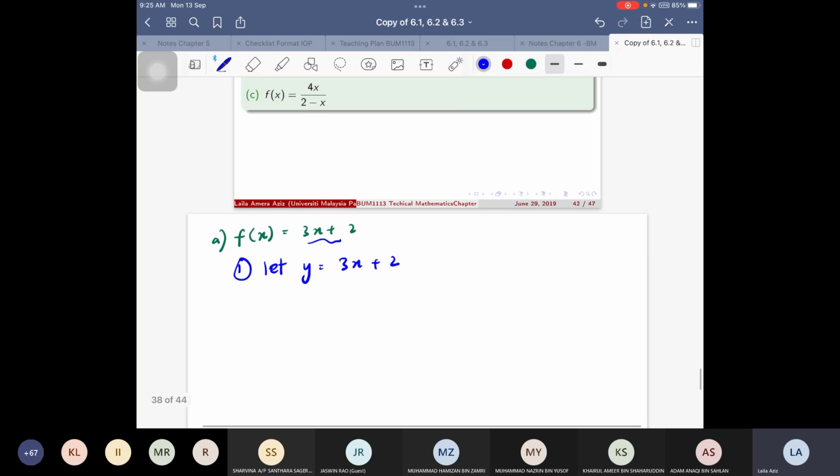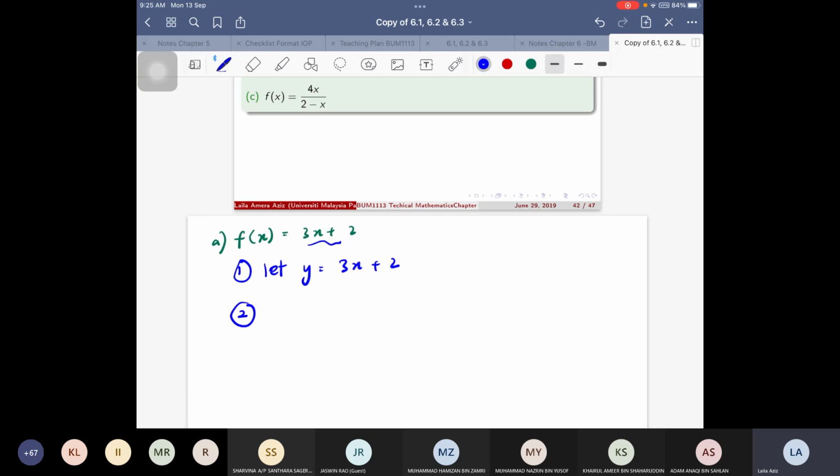Okay, lepas you dah let y tu, step nombor 2 adalah kita kena susun balik equation ni, kena cari apa dia x. So according to the equation, kalau nak cari apa dia x, first I kena pindahkan 2.